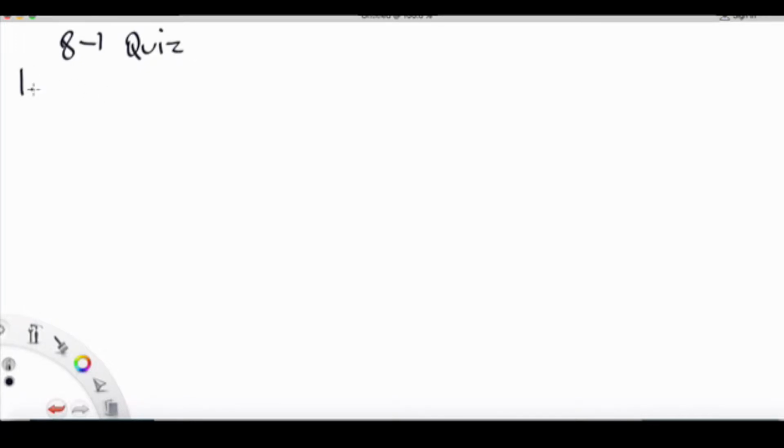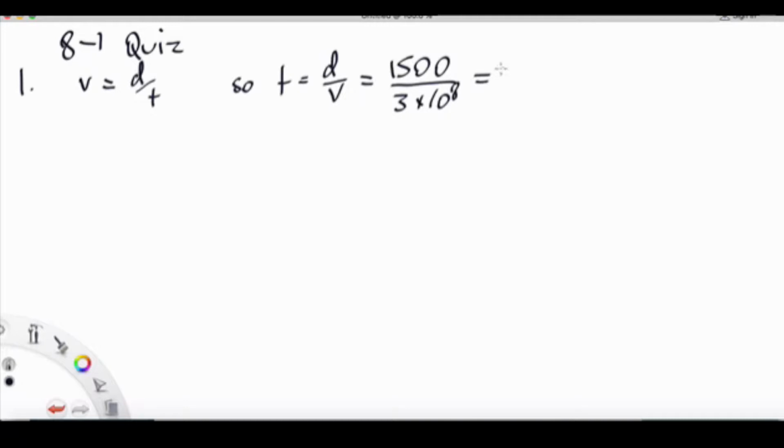Now, number 1, Galileo attempts to measure the speed of light. Now we know that speed is always distance over time for a constant speed, so time is going to be distance over speed. Distance 1,500 meters, speed 3 by 10 to the 8 gives us 5 by 10 to the minus 6 seconds, or 5 microseconds, so that is C.